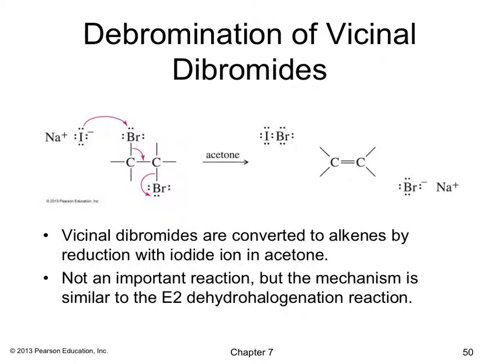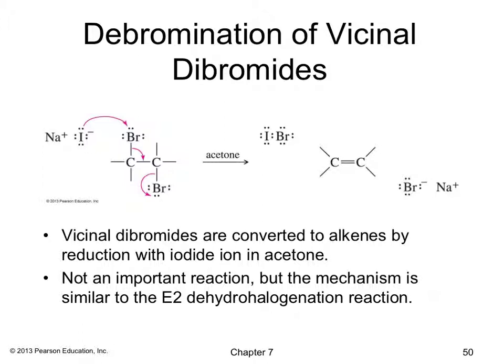So let's look at debromination of vicinal dibromides. Vicinal means the bromines are attached to adjacent carbons. Here, in the presence of iodide, sodium iodide, in acetone, you have plucking off of bromine, forming the double bond and kicking off the other bromide all at the same time, generating your alkene.